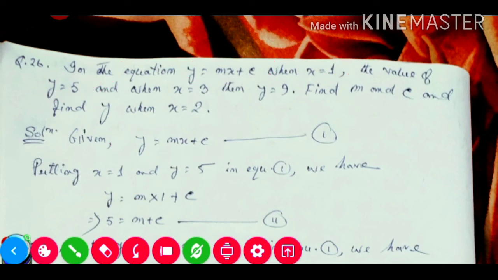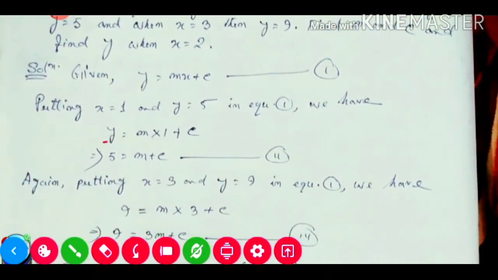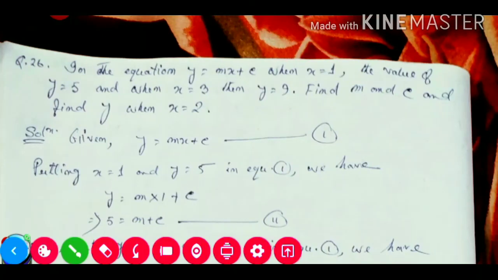So putting x is equal to 1 and y is equal to 5 in equation number 1, we have y is equal to mx. Instead of x we need to put 1, that is the given value, and y is equal to 5. So 5 is equal to m into 1, which means m only, plus c. The c value is not given. So this one we got as equation number 2. Now the question asks for c. So first we got this, and from this we get.